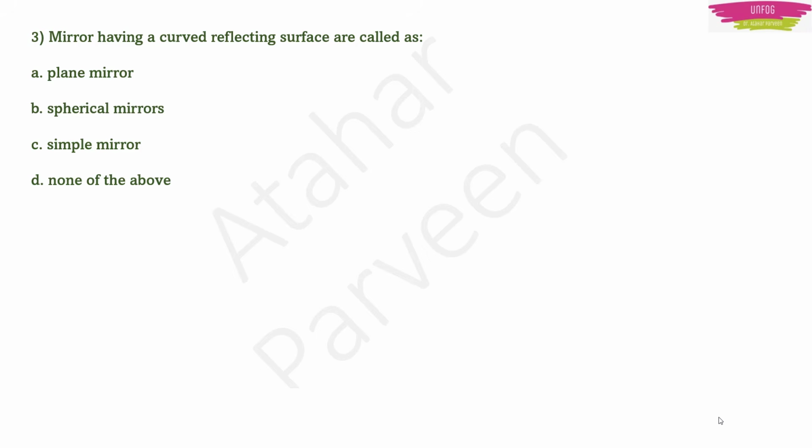Okay, the question is, mirror having a curved reflecting surface are called as. So what are the mirrors having the curved reflecting surface called as? It's a very simple question, right? They are spherical mirrors. I told you, right? They can ask you as simple questions also. They can ask you as tougher questions also. I am touching all type of questions in this lecture.